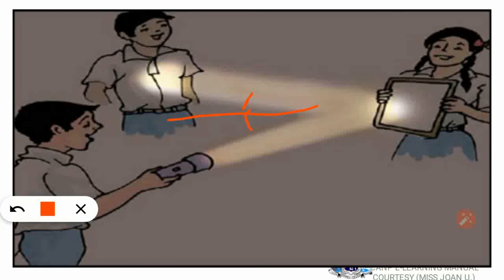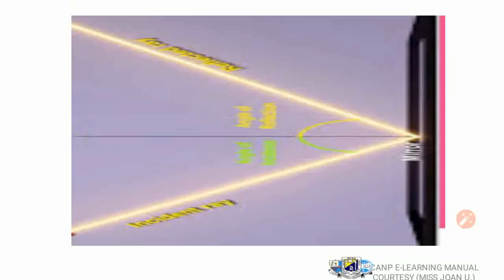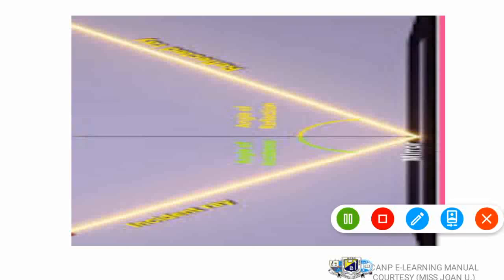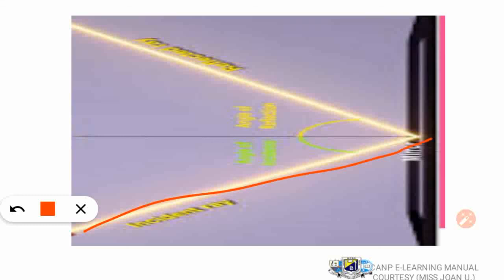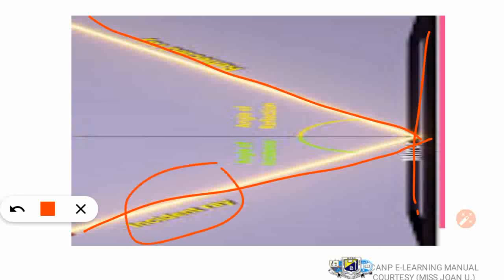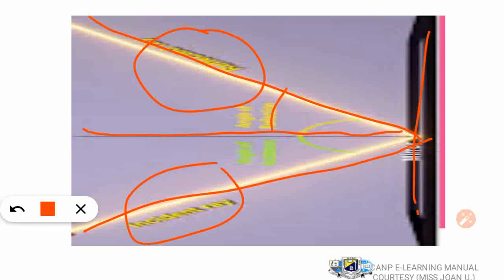Alright, this is what you will get. This is your light source, this is a mirror, and this is your what? The object, or the reflected ray. So this is the incident ray, this is the reflected ray, and then this is your normal. And this angle is the angle of reflection, and this angle is the angle of what? Incidence.